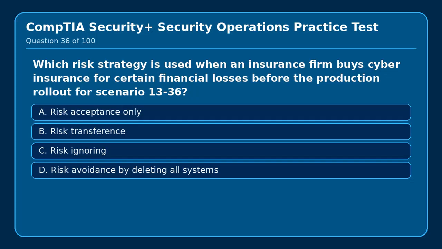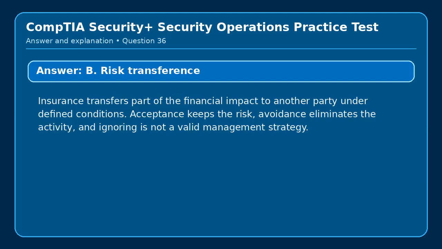Residual risk is the risk that remains after controls or treatments are applied. Zero risk is unrealistic. False encryption is not a standard risk term. And broadcast storm is a network condition.